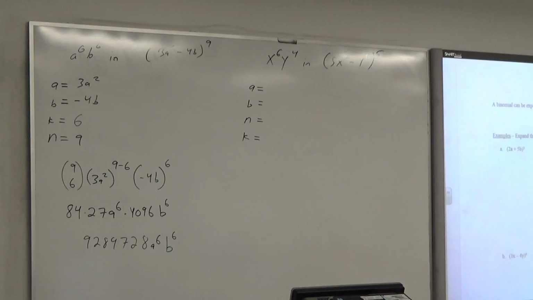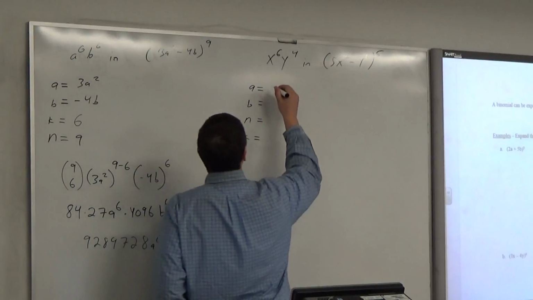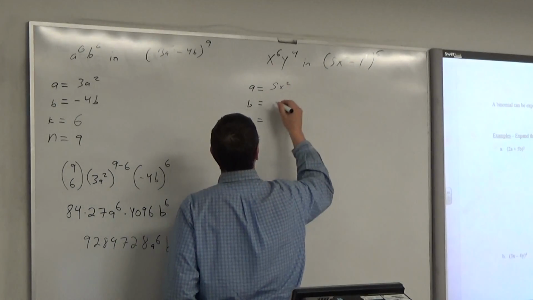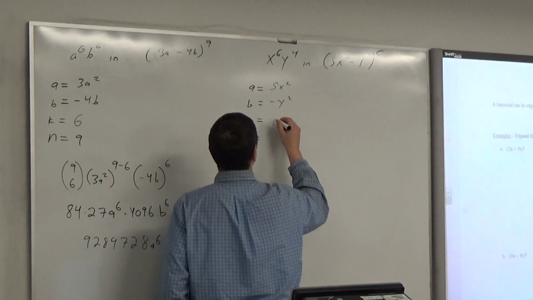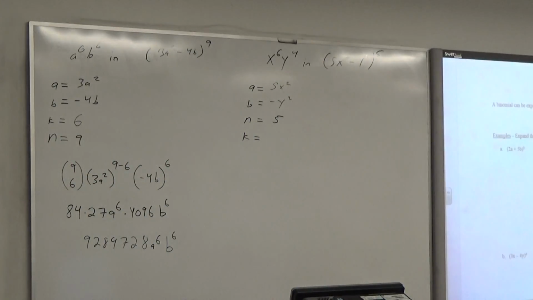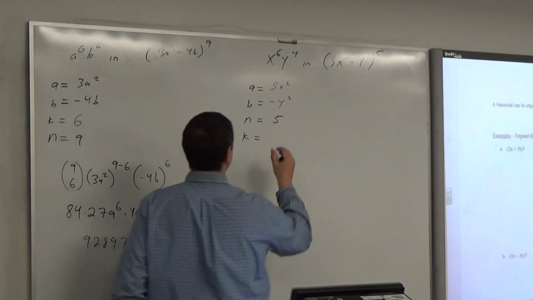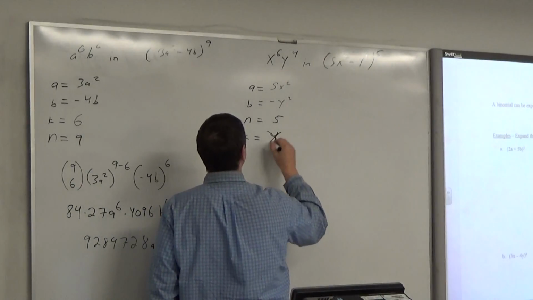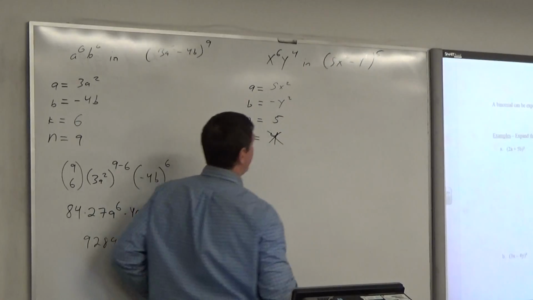Let's do the easy stuff first. Would anyone be offended if I said a was 5x squared, b was negative y squared, and n was 5? That should be fairly easy for everybody. But I bet I know what a lot of you guys would say k is going to be. A lot of you are going to say that k is equal to 4, because that's the exponent of y.